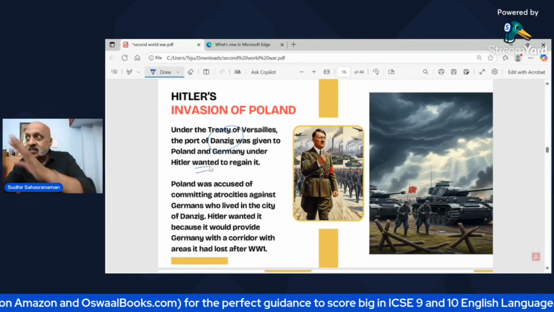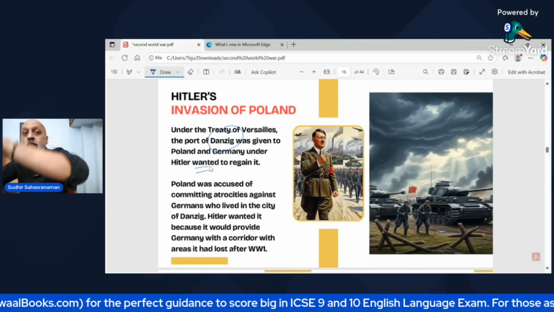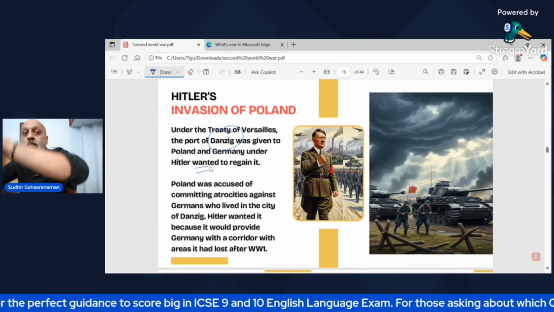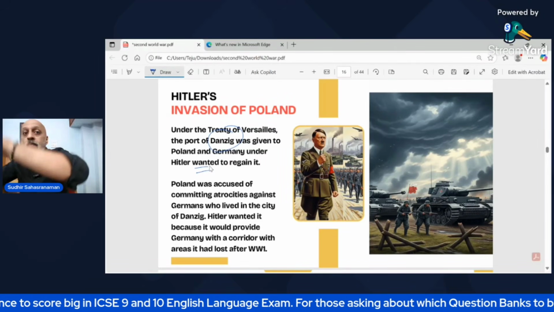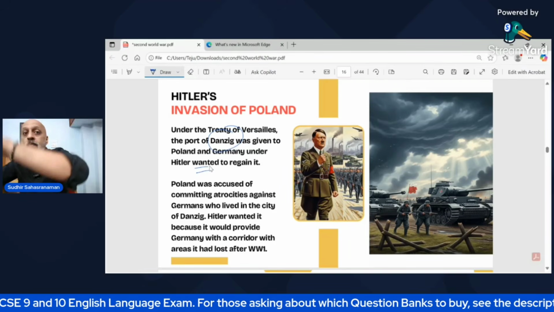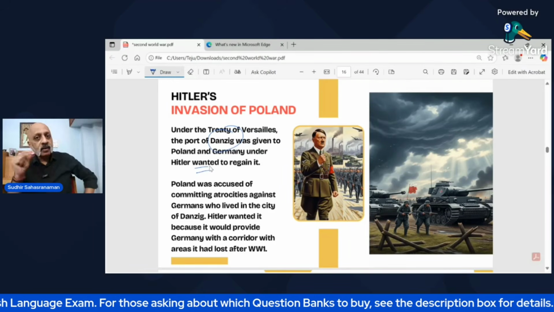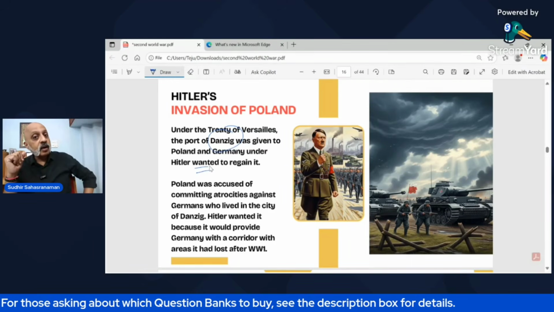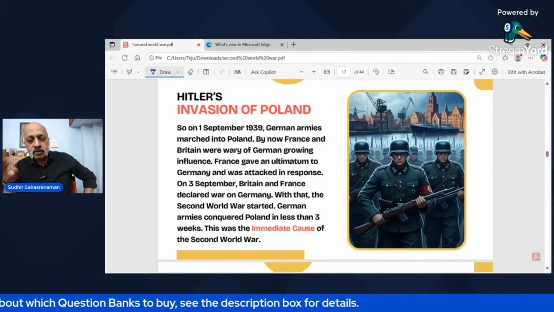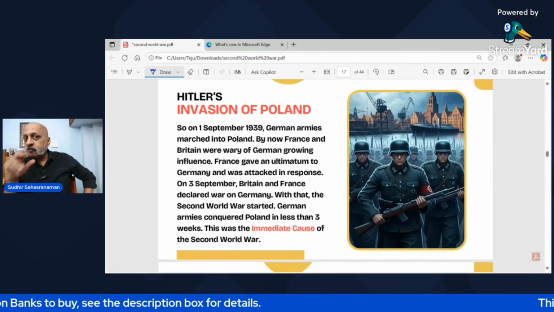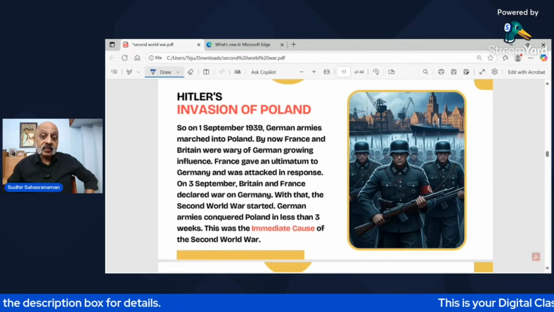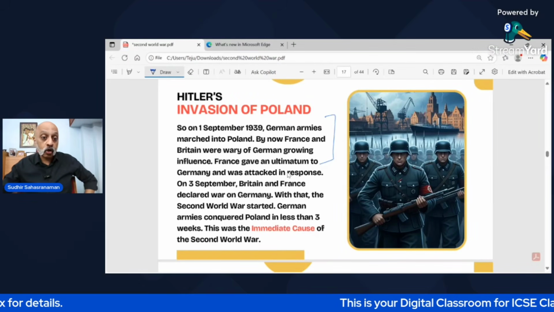If he controlled Danzig, it would be, I thought in Hitler's mind. German armies invaded Poland. And by now, Britain and France were thinking that so far we have followed the policy of appeasement. This is going to prove very costly.